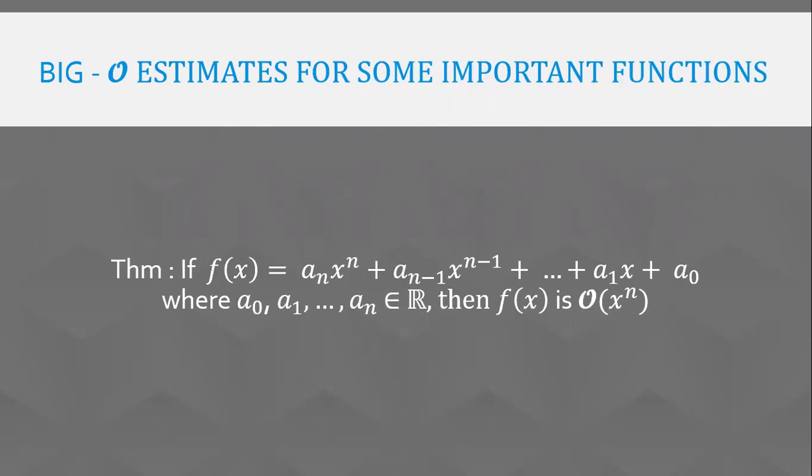Because of this, you saw me do the same technique a couple times, and you'll be thinking, oh, they're all done this way. No, this just works for polynomials. So if I have a polynomial of degree n or less, I can say it's big O x to the n.